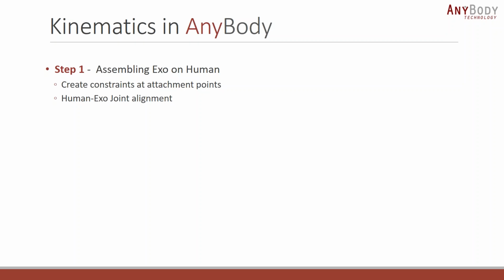Now, step one, as I mentioned, is to assemble the exoskeleton onto the human body. And this includes creating constraints between the two at the required attachment points, and also aligning the joints of the human and exoskeleton wherever necessary. So this could be just aligning the positions of the joint centers, or it could be aligning the joint axes as well. So in Anybody, we actually have two sets of tools, which we call measures and drivers, that have been specifically designed for the purpose of assisting with such an assembly procedure.